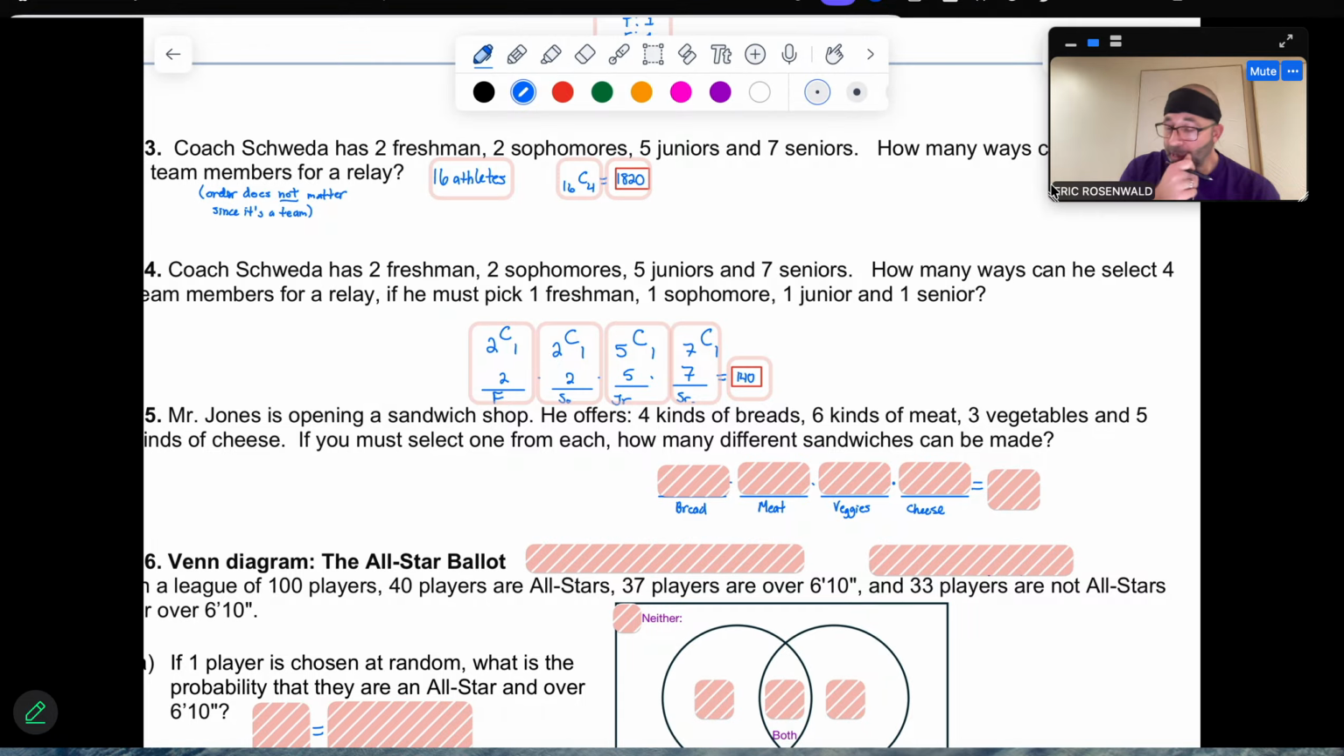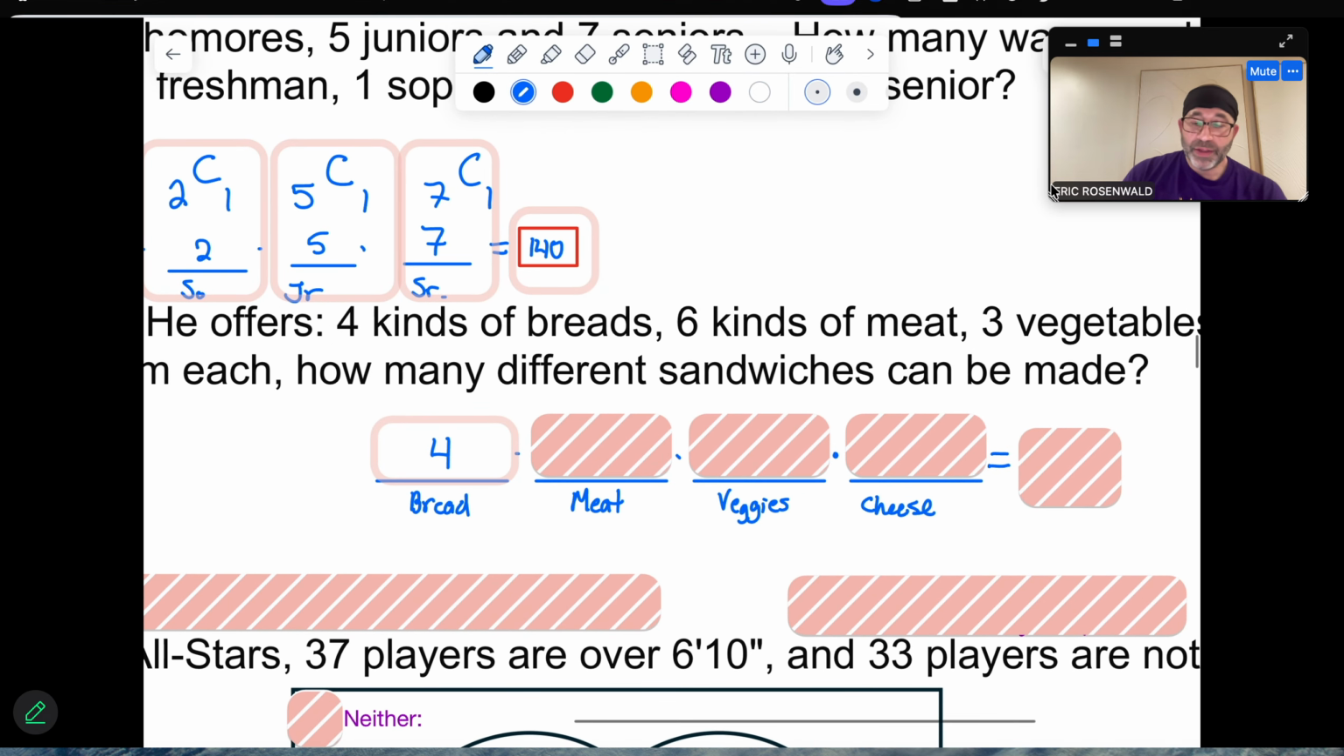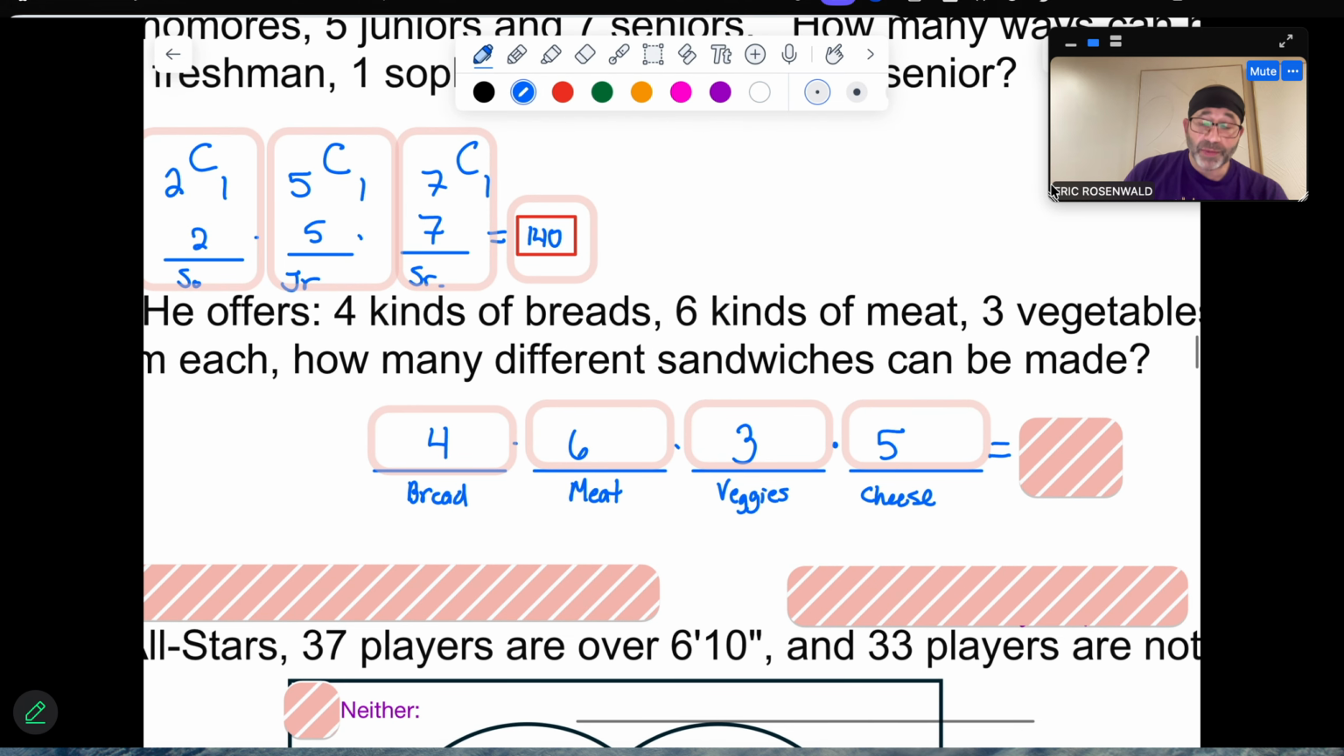Okay? All right, number 5, Mr. Jones is opening a sandwich shop. He is going to be offering sandwiches. There's 4 kinds of breads to choose from, 6 kinds of meat, 3 veggies, and 5 kinds of cheese. So for the breads, there are 4 kinds of breads. There are 6 kinds of meats. There are 3 kinds of veggies, and there are going to be 5 types of cheese. And you're going to be choosing one from each of these. So you could have said 4 choose 1. We're going to go 6 choose 1. We're going to do 3 choose 1.